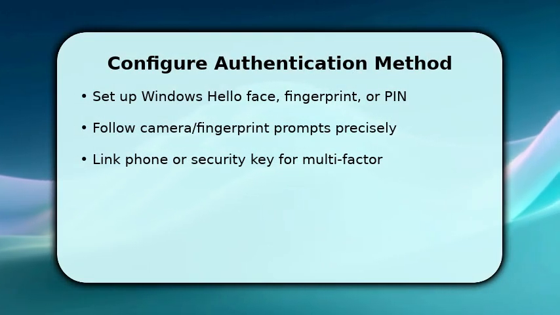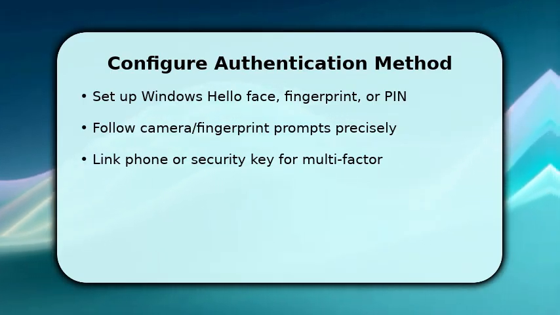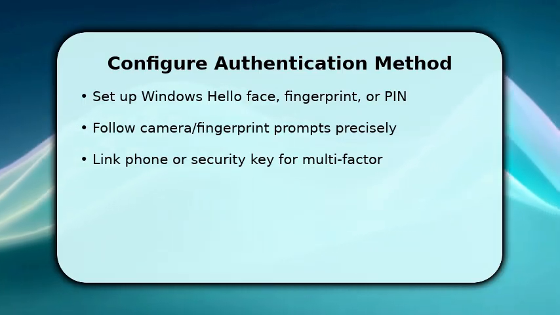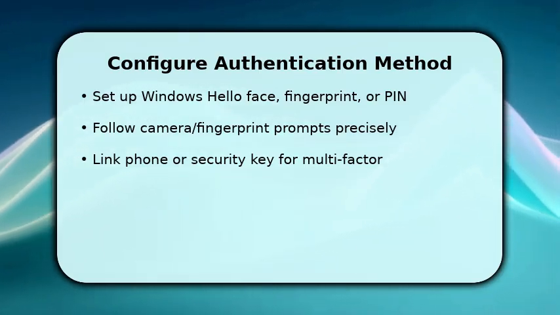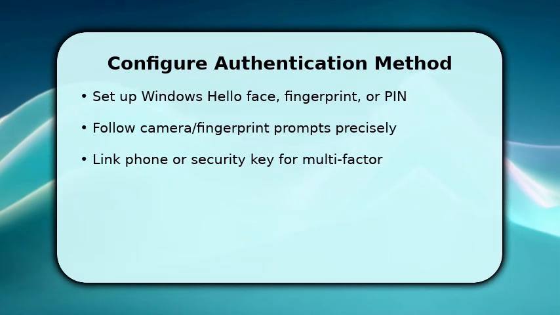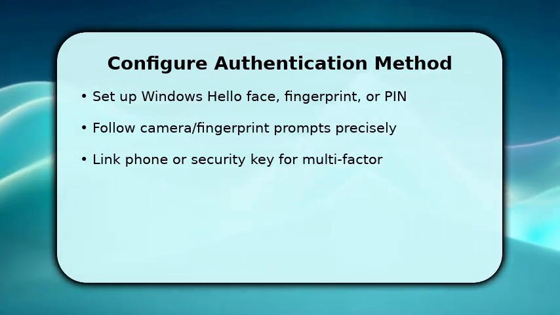If you pick Windows Hello, follow the camera or fingerprint sensor prompts closely. Make small head turns or different finger placements when prompted to improve recognition. If you prefer a PIN, create one that's device-specific. Once set, enable a secondary factor like your phone or a security key for multi-factor protection.